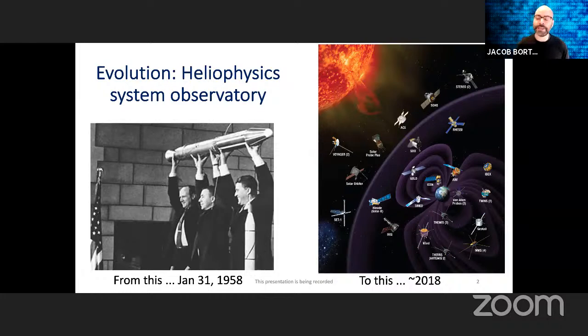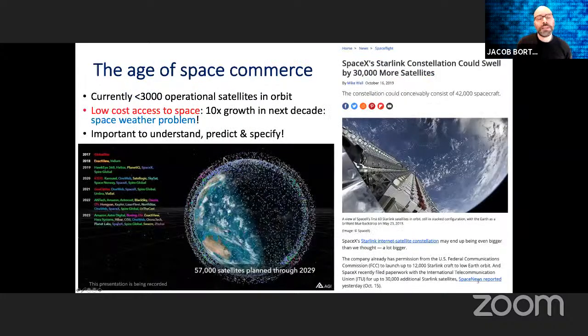We are now measuring every nook and cranny of the Earth's magnetosphere, of the solar wind, right up to the base of the solar corona with the Parker Solar Probe, and the magnetospheres of other planets. In fact, right now there are something like 3,000 operational satellites in orbit. The number is something like 2,700.